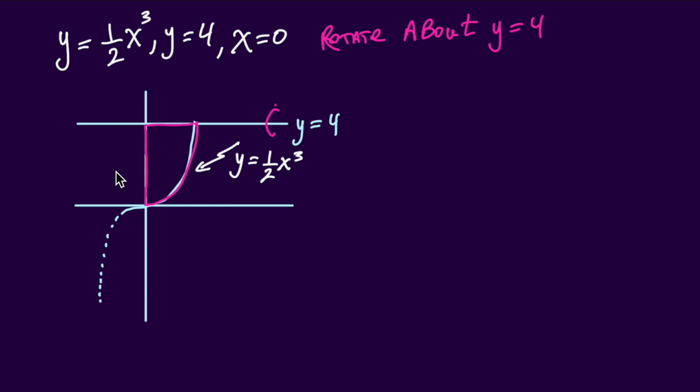The fact that we're rotating about y equals 4 means we're going to draw a rectangle perpendicular to the axis of rotation. And we see, folks, that because the rectangle goes all the way down to the axis of rotation, there will be no hole.